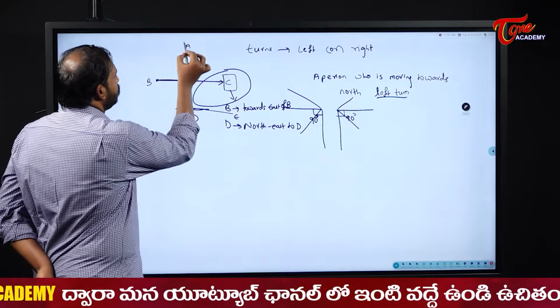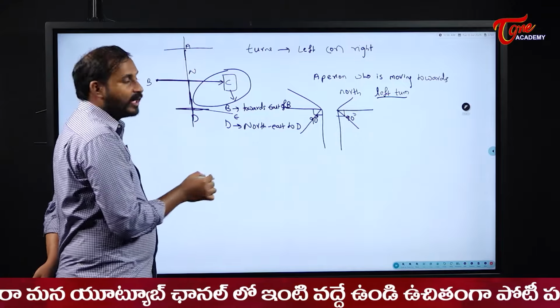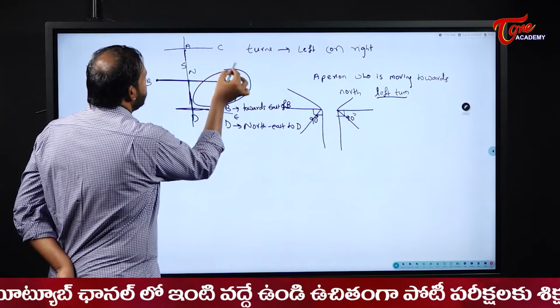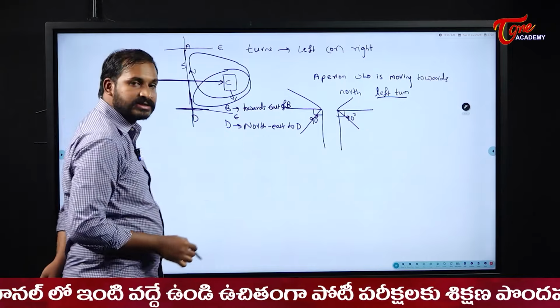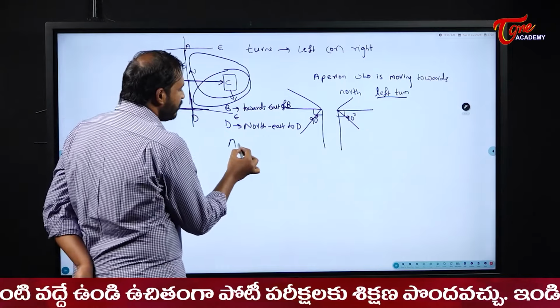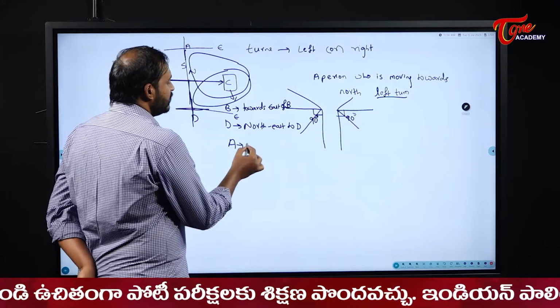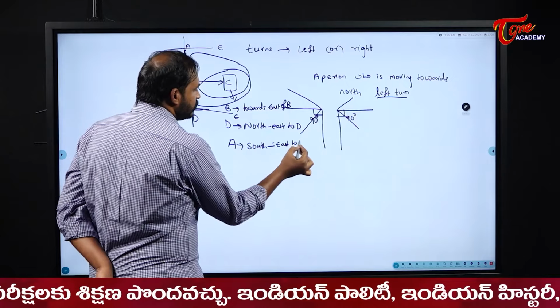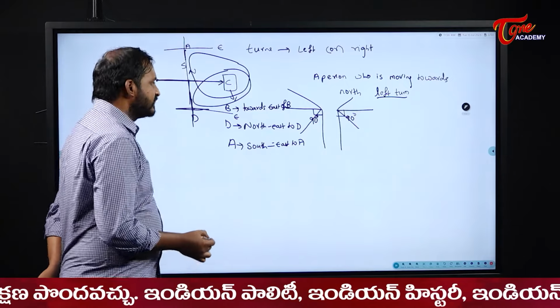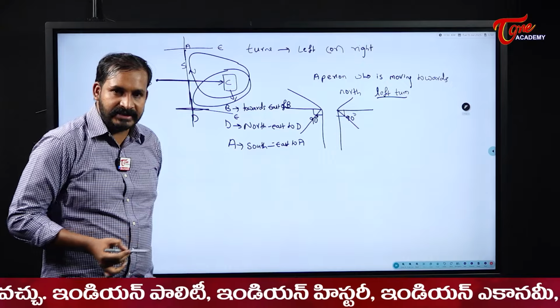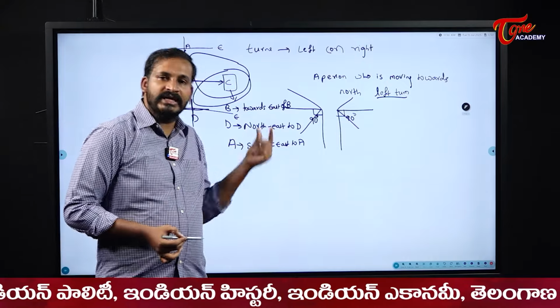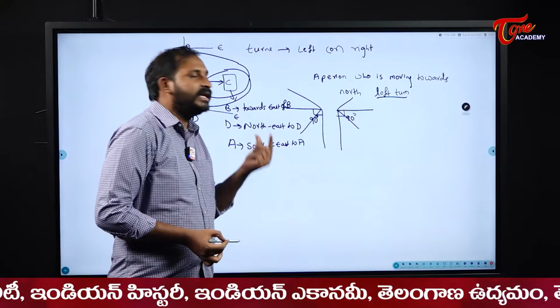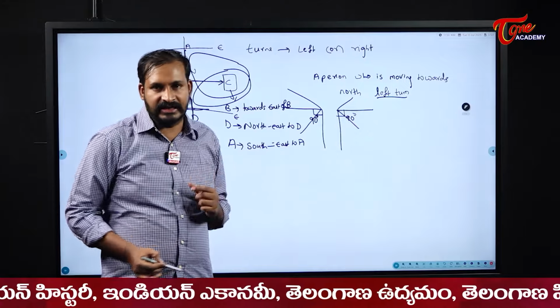Now with respect to A, the same position. What does it become? This is south and this is east. All this entire area falls under what? Southeast. So with respect to A, the position of C will be southeast to A. So the same person C, with respect to B it is one answer, with respect to D it is one answer, and with respect to A it is another answer.